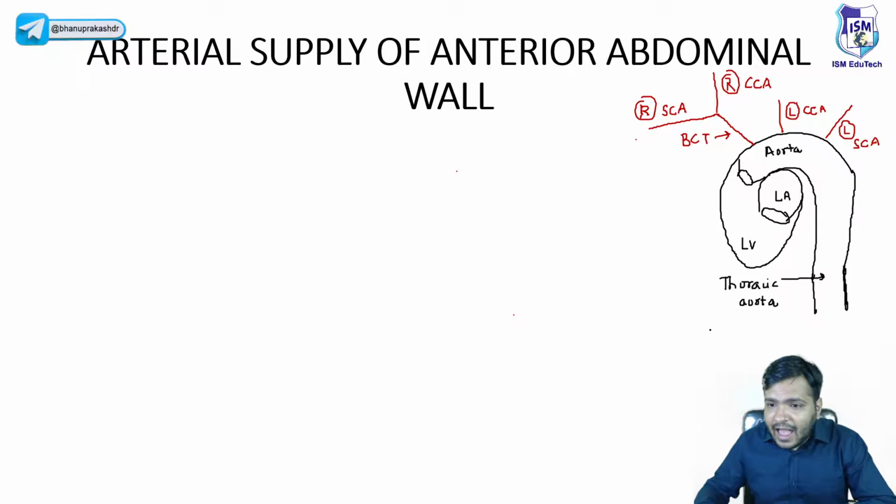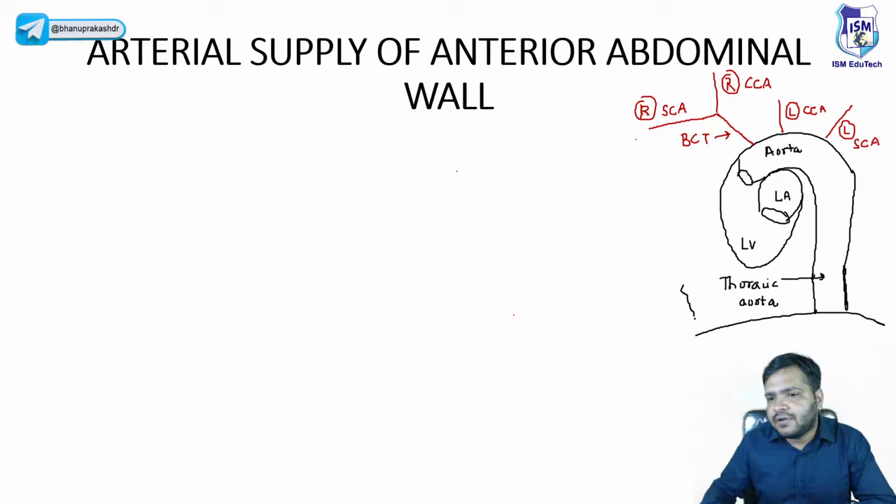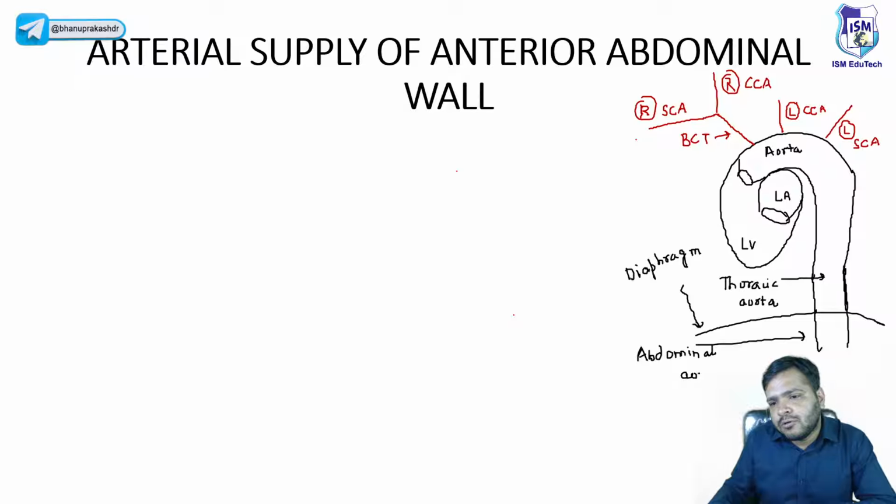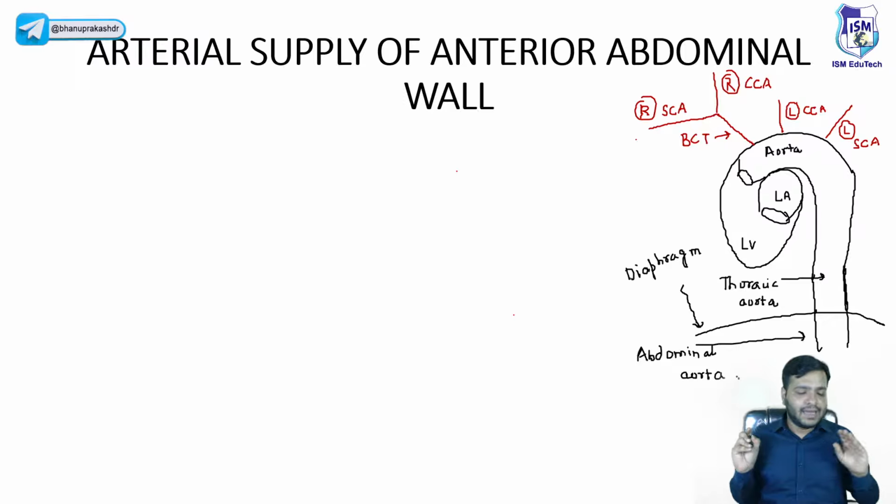Now after crossing the level of diaphragm, if this is our lovely diaphragm, after crossing the level of diaphragm, we call it by a very specific name, and that is called the abdominal aorta.